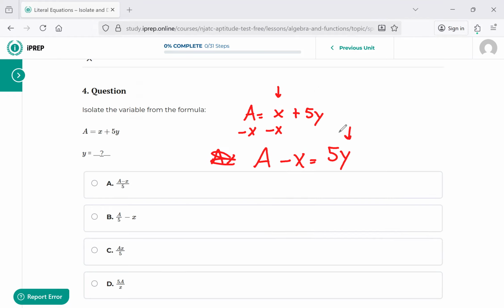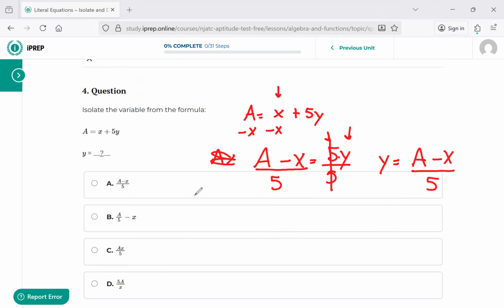And then to solve for y, you just got to get rid of this 5. And to do so, because this is multiplication, do the opposite. You're going to divide both sides by 5. So you get y equals, so this cancels, so you're left with y equals. Notice I could put the y on the left or right, it doesn't change the answer. And then you could put this on the right, A minus x over 5. So which one will that be?